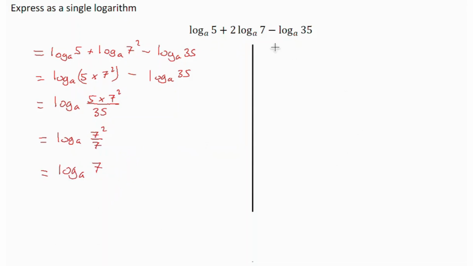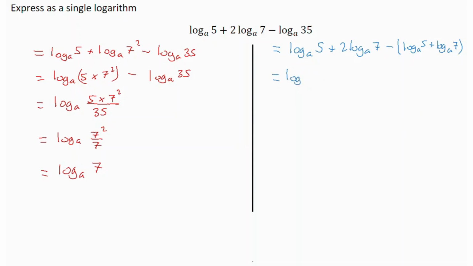Now let's consider a slightly different approach for this one. We could instead do log base a of 5, and this time I'm not going to do anything with that second part, but I am going to do something with the third part. With the third part I'm going to use the first law of logarithms to split that up into log base a of 5 plus log base a of 7.